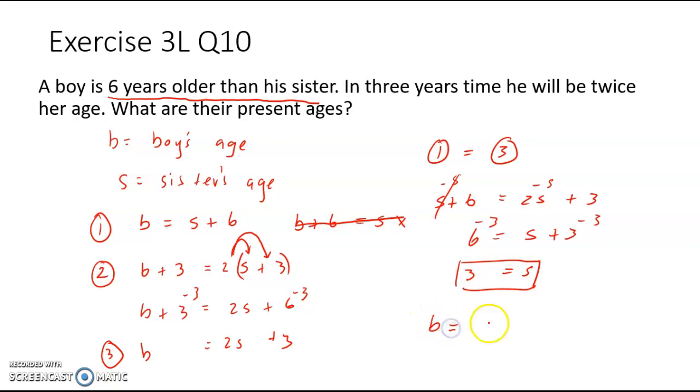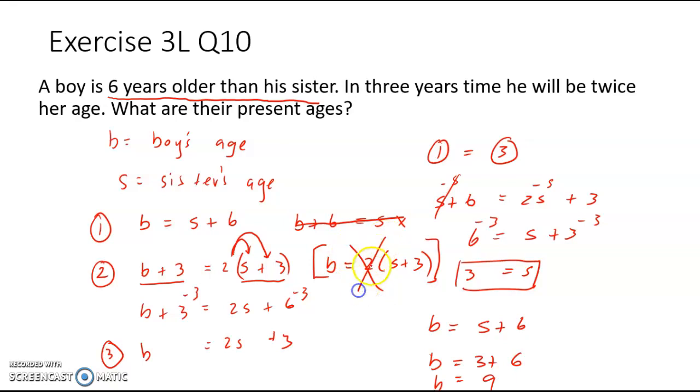Okay, b is equal to s plus 6. b will be equal to 3 plus 6. b is equal to 9. And I must admit, it took me about 5 minutes to walk through this before I made this video, because the mistake I made was I didn't add 3 to this side and this side. They're both the same sides, and I was coming up with the wrong answer every time. I had b is equal to 2s plus 3, and that's incorrect, because you've got to add 3 to both sides in 3 years' time.